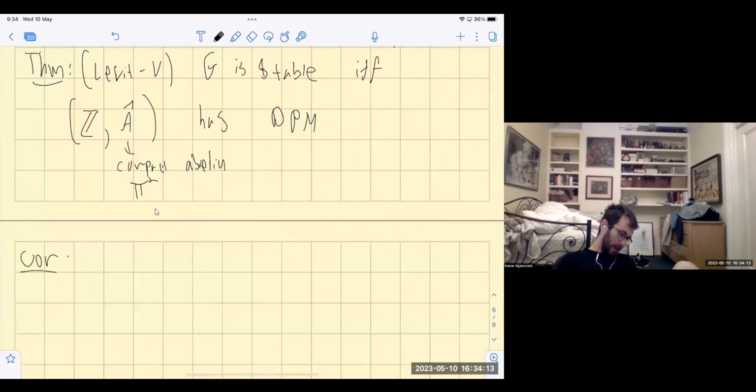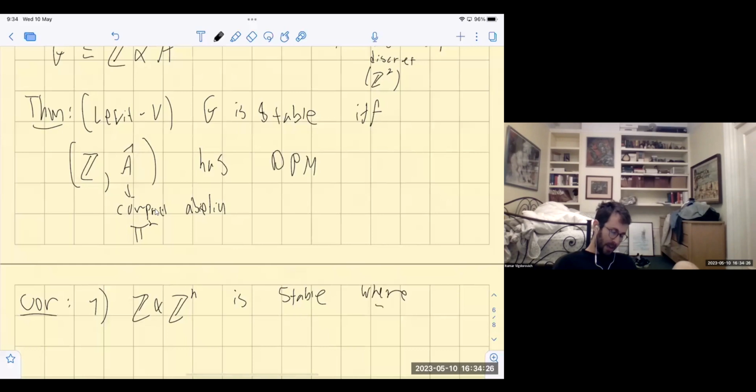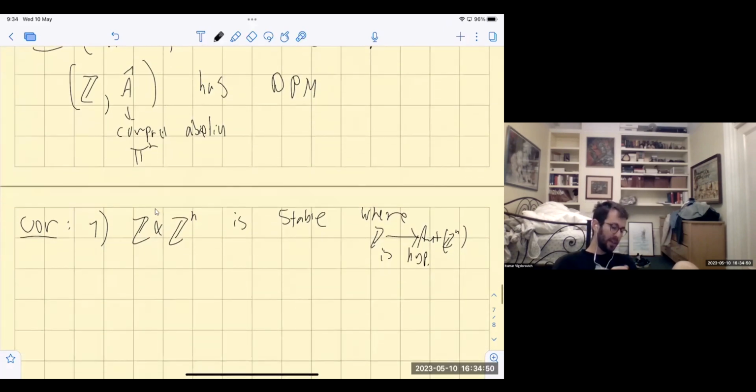Corollary 1: Z^n ⋊ Z is stable, where the action of Z defining this semi-direct product is hyperbolic. So like I said, Z acts on this by a matrix in GL_n(Z), and this matrix has only eigenvalues which are not on the unit circle.